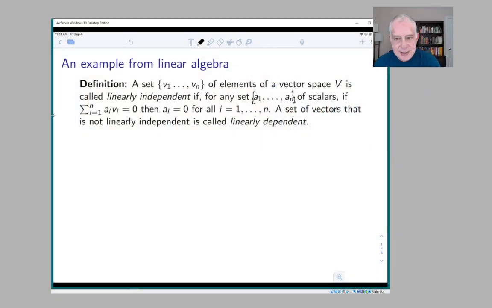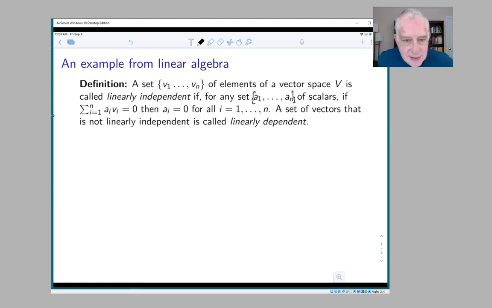Hi, everybody. So I wanted to do an example of a definition from linear algebra. It's a course you've probably all taken, and I want to look at maybe the most important definition in that entire subject and analyze its structure in the context of some of the interesting perspectives we've gained on logic and so forth, because it's an interesting definition in the way it's put together. So here it is. This is the definition of a linearly independent set.